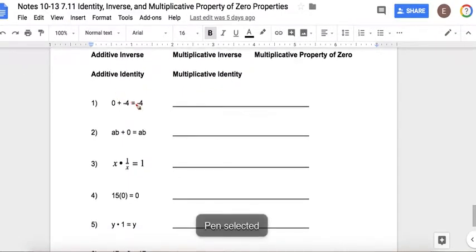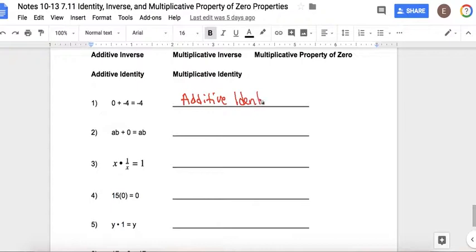Okay, 0 plus -4 equals -4. So I added 0 and got the exact same thing. So this is the additive identity. Example number 2. A times B plus 0 still equals A times B. So once again, I added 0 and got the exact same thing. So again, this is the additive identity.